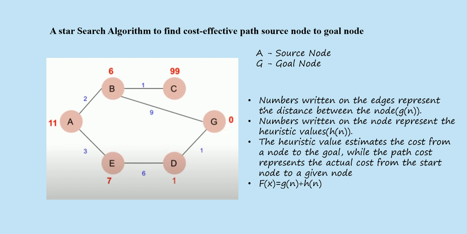The number written on the edges represents the distance, G of n. The number written on the node represents the heuristic value, H of n. The heuristic value estimates the cost from a node to the goal, while the path cost represents the actual cost from the start node to a given node. The formula is f of x equal to g of n plus h of n.